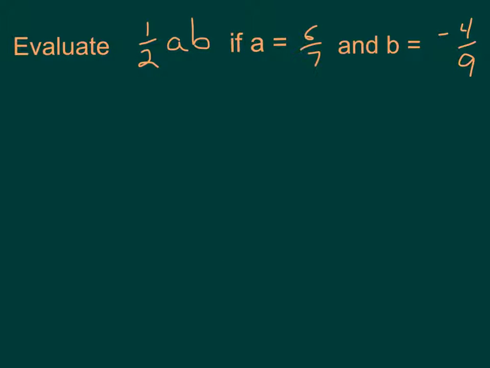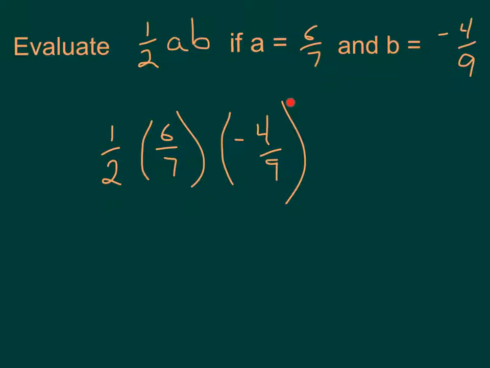Now I'm going to evaluate or solve 1/2 a times b if a equals 6/7 and b equals -4/9. So the first thing I do is write that problem out, and I fill in for a and b the fractions that belong there. So now I'm going to simplify, and remember, as long as I simplify any numerator by any denominator, I can do that. So I can see here's a 2 and here's a 4. I see 2 will go into both of those. So I'm going to divide that by 2 and that by 2. That gives me 1 here and 2 here.